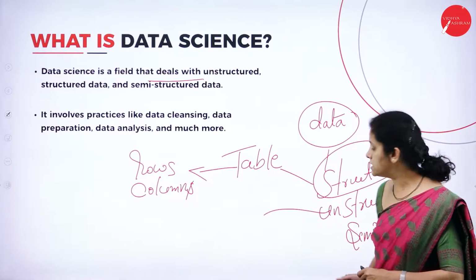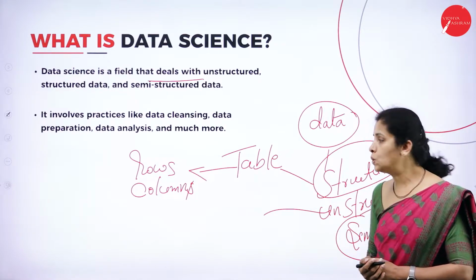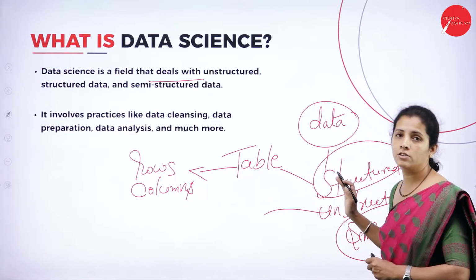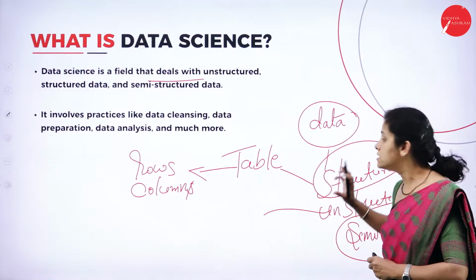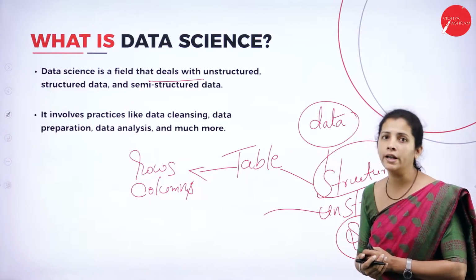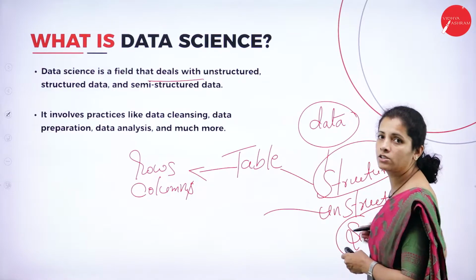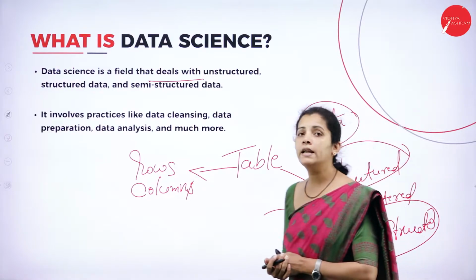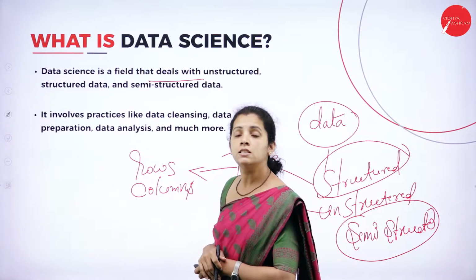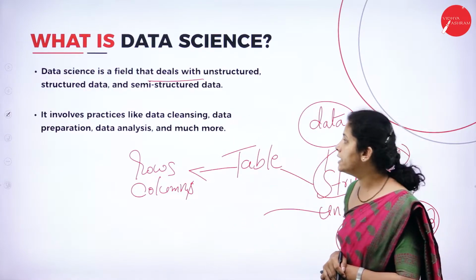Then what about semi-structured data? Semi means what? It's going to include half structured data and half unstructured data. That means some data are arranged and some data are not arranged, and those kinds of data are known as semi-structured data. So here data science is nothing but the field that deals with structured, unstructured as well as semi-structured data.